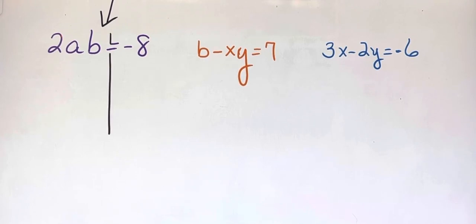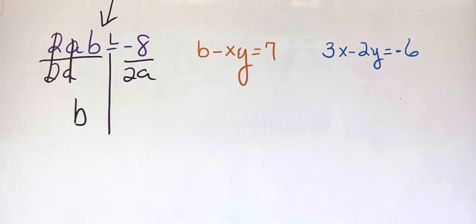If you notice, it's being multiplied by 2a. 2a is multiplying by the b. So if I want to undo that, I'm going to divide both sides by 2a because that's the opposite of multiplying. And when I do that, you'll see that 2 divided by 2 is 1, a divided by a is 1, and all you're left with on one side of the equal sign is b. That's our goal.